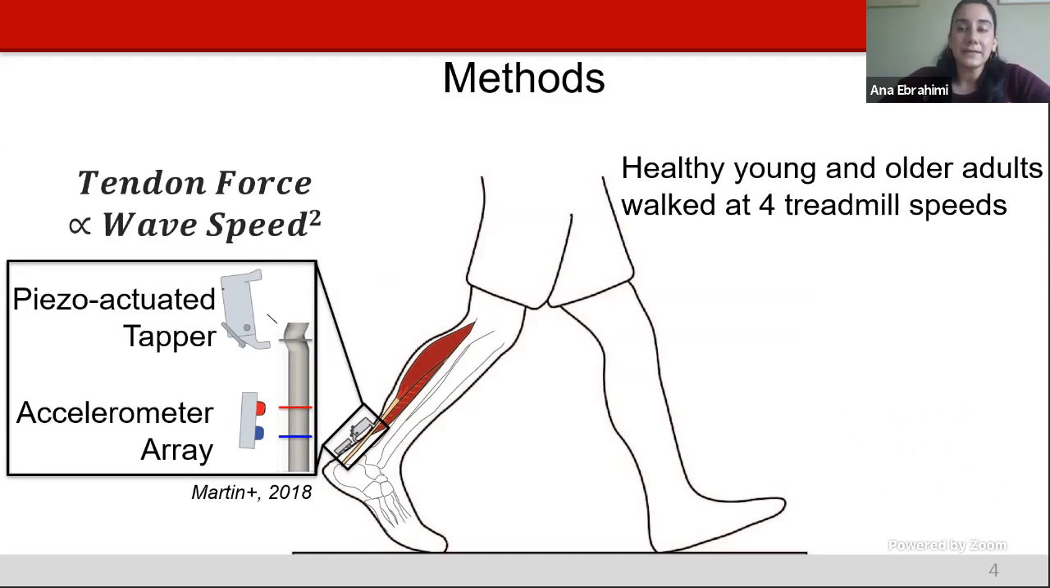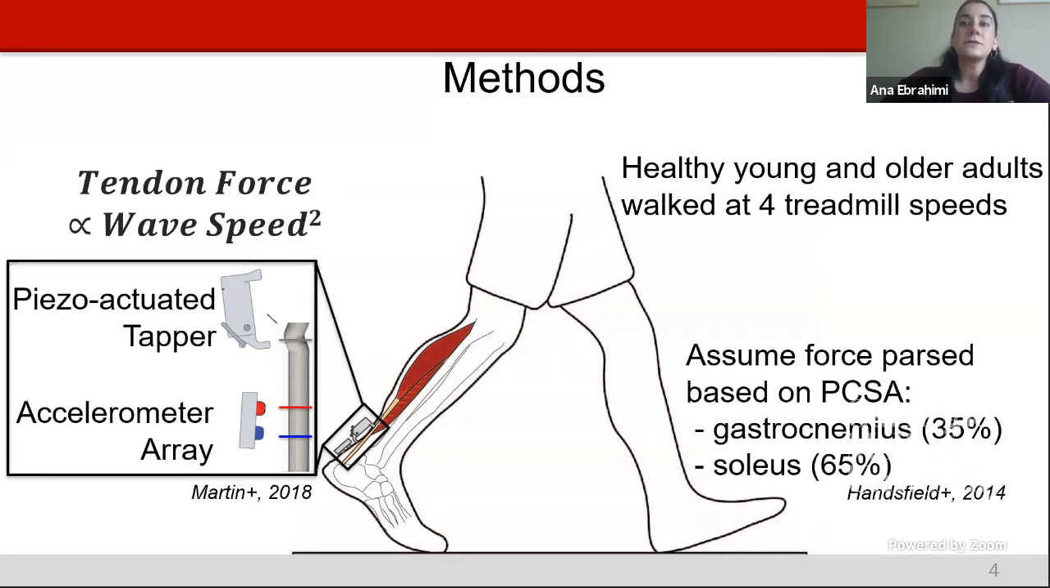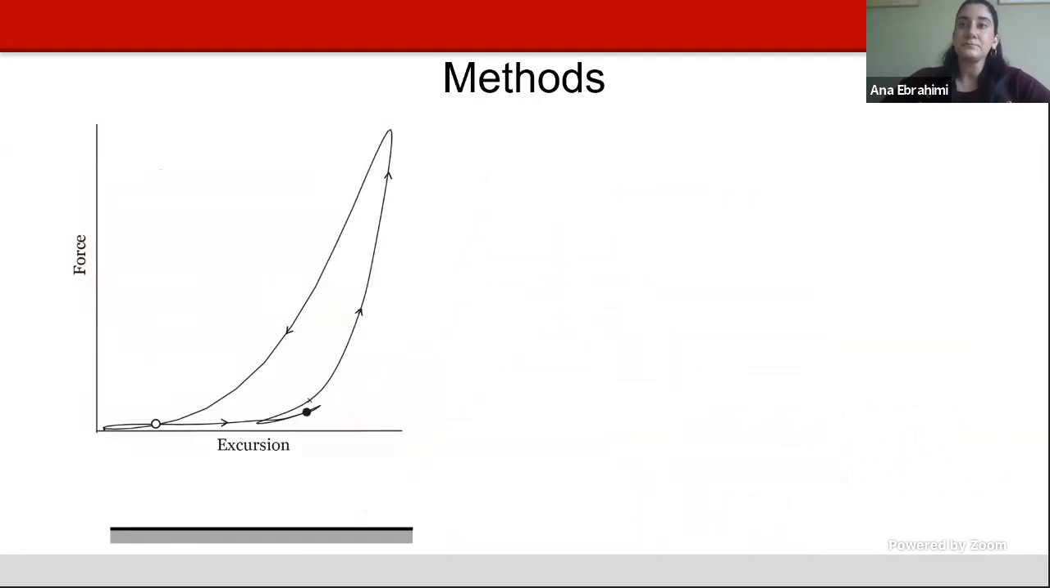We had our 28 total healthy young and older adults walk with the tensiometer over their Achilles tendon at 4 treadmill speeds. We assumed our force decomposition based on physiological cross-sectional area. So 35% of the total force through the Achilles tendon went to the gastroc and 65% of the force went to the soleus. We coupled tendon force with muscle tendon kinematics to characterize the work done at the muscle tendon level, which is often referred to as a work loop.